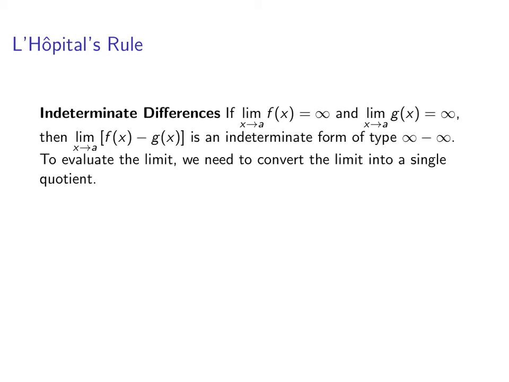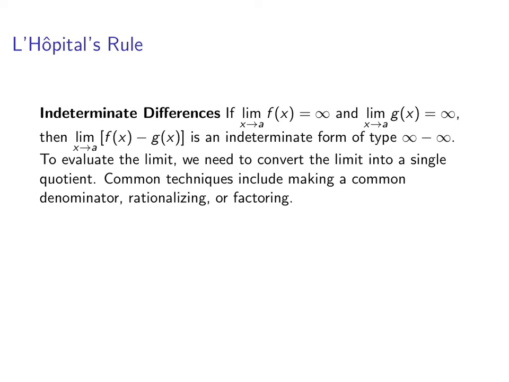So in order to evaluate this limit, we're going to want to convert it into a single quotient. We want to convert it into quotients because that's how we use L'Hopital's rule. We hope we can convert it into a quotient that's of type 0 over 0 or infinity over infinity. There's a lot of techniques for getting this to happen. Common techniques include making common denominators, rationalizing, or factoring. And we'll see some of these in action.